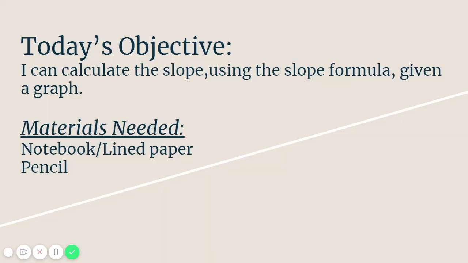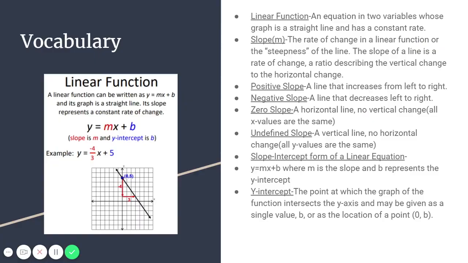Today's objective states I can calculate the slope using the slope formula given a graph. Materials needed are your notebook or lined paper and a pencil. Reviewing the vocabulary that we're going to be working with this week as follows: linear function, slope, positive slope, negative slope, zero slope, undefined slope, slope-intercept form of a linear equation, and y-intercept.